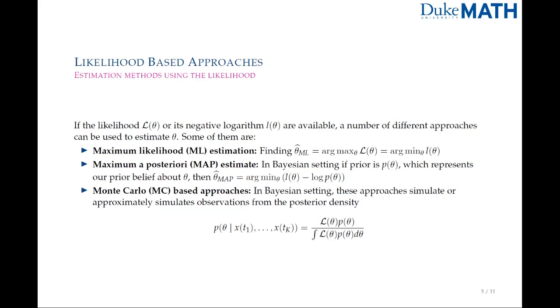And then there are Monte Carlo based approaches. In Bayesian settings, Monte Carlo based approaches are very popular, and we simulate observations from the posterior density of theta, which is a distribution which has density proportional to the likelihood times the prior density.